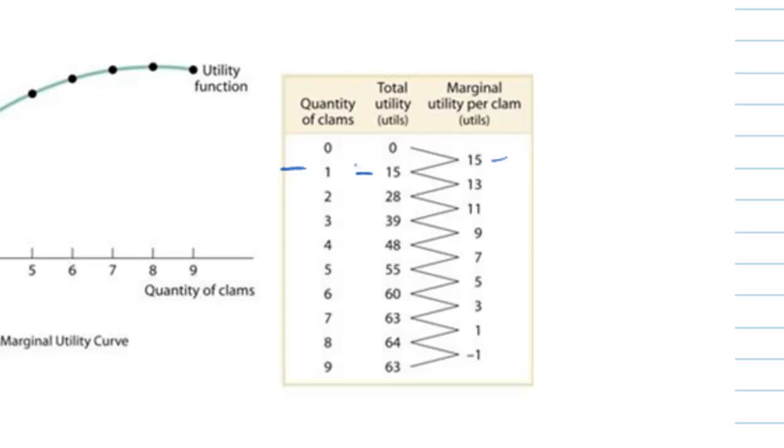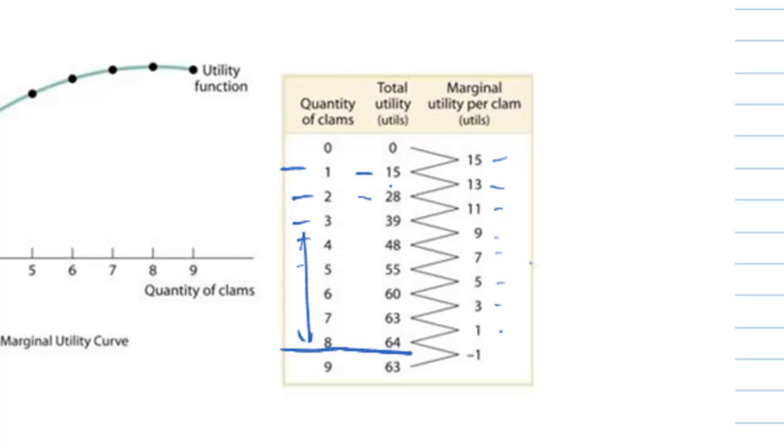Then Cassie decides to consume a second clam, and her total utility increases to 28 from 15 like it was before. So the difference between those, an additional 13 utils, was the marginal utility she got from that second clam. And so on down the line. You can see with each additional clam, Cassie's total utility increases, at least all the way up through the 8th clam. And that goes along with an additional marginal utility of some amount for each additional clam she consumes.